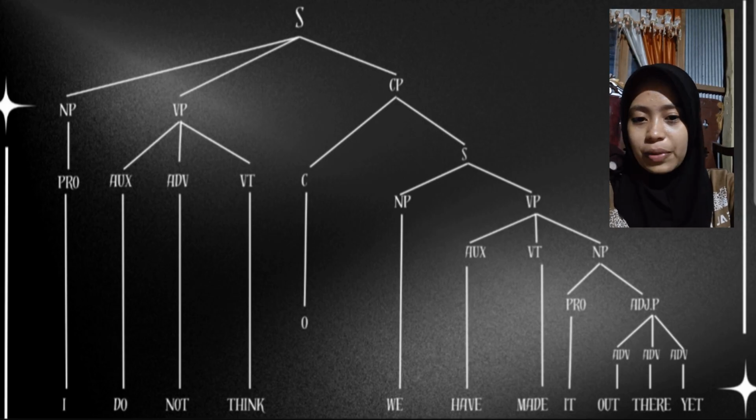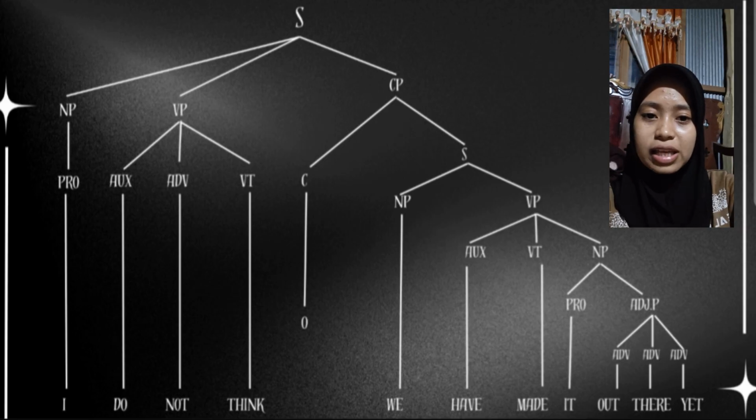The tree diagram helps us understand how words are grouped into phrases and clauses, and how these elements work together to form a complete sentence.